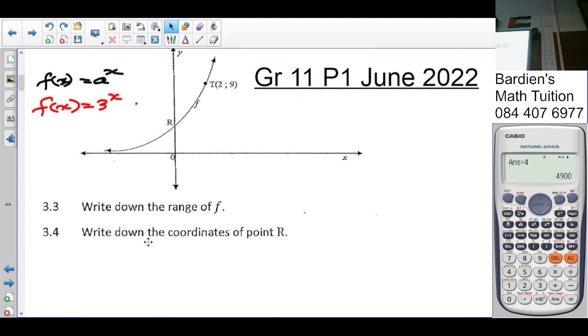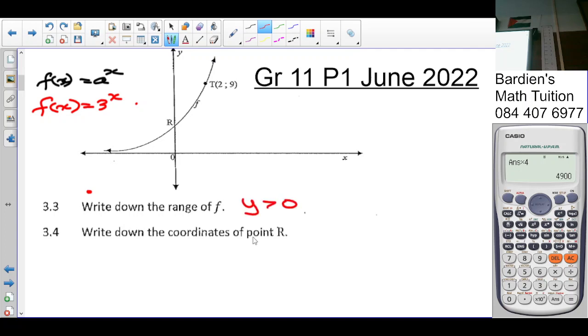Alright, the question says write down the range of f. People, what's the range? All possible y values. Does this graph exist at negative infinity on the y? No. Where does it start existing? From 0 onwards. So y has to be greater than 0.